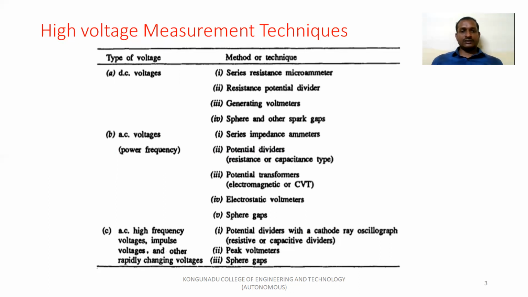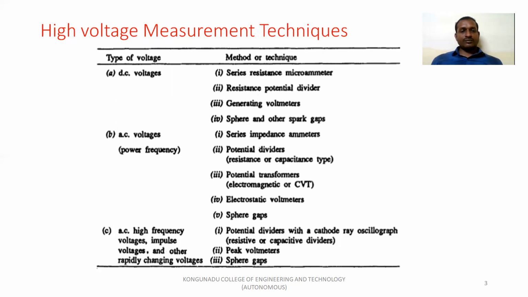Next, the methods or techniques for AC voltage at power frequency: first, series impedance ammeter; second, potential dividers, which may be resistance or capacitance type; third, potential transformers, which may be electromagnetic type or CVT type; fourth, electrostatic voltmeters; and fifth, sphere gaps.